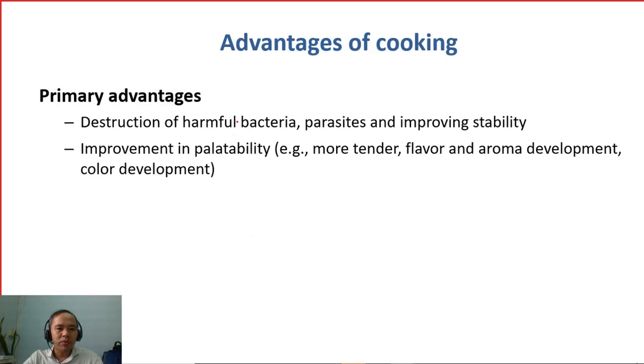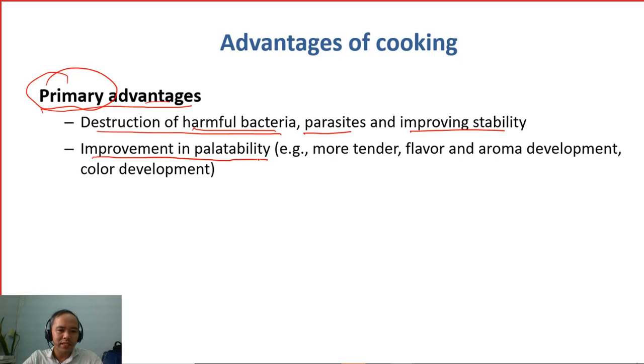What are the advantages of cooking? We have primary advantages, which are what we really aim for when we do cooking, but there are also secondary advantages. First, the main one is to destroy harmful bacteria, to destroy parasites, and to improve the stability of the product. Harmful bacteria means pathogens. Cooking will also improve palatability. The meat becomes more tender, softer to eat. There is also development of flavor, aroma, and color, which make the meat more appealing. These are the main objectives.